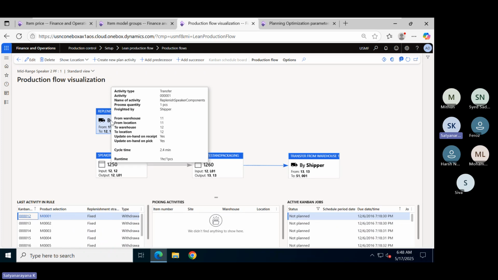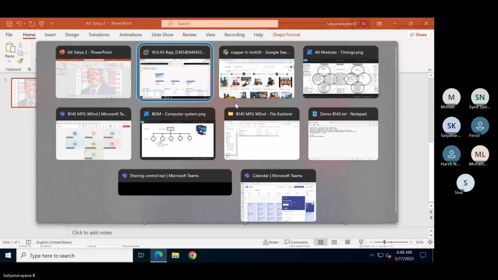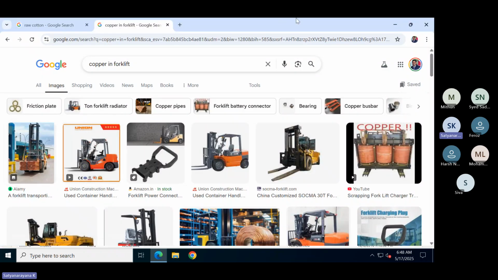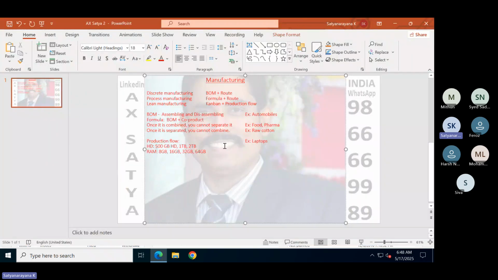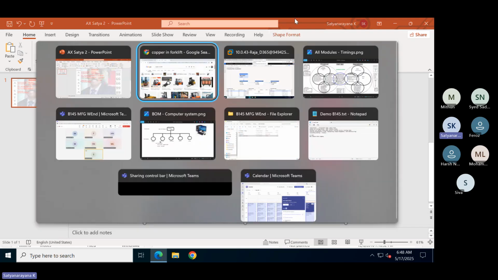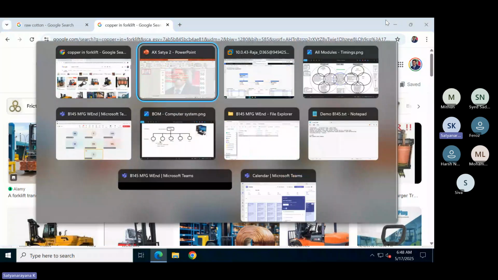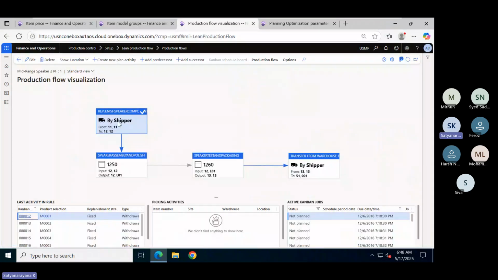Shipper is required. Shipper means the forklift. Because if you want 500 GB hard disks for 200 items, 300 quantity, we cannot carry with your hand. So we are going to use this one, shipper. That is the reason it was given clearly. You are taking material and processing, transfer, process, and give back laptops. You can give laptops to the delivery. This is production.